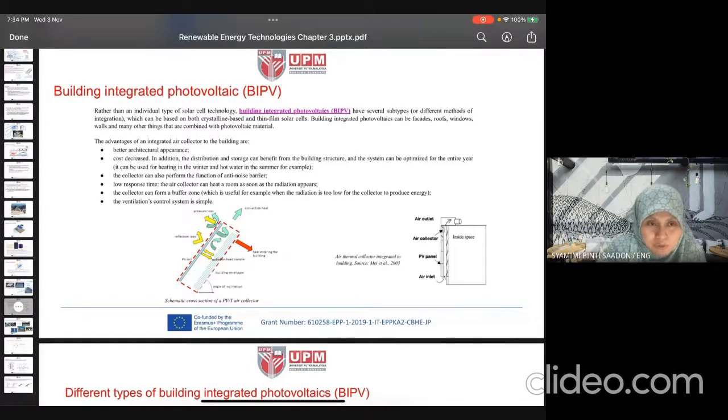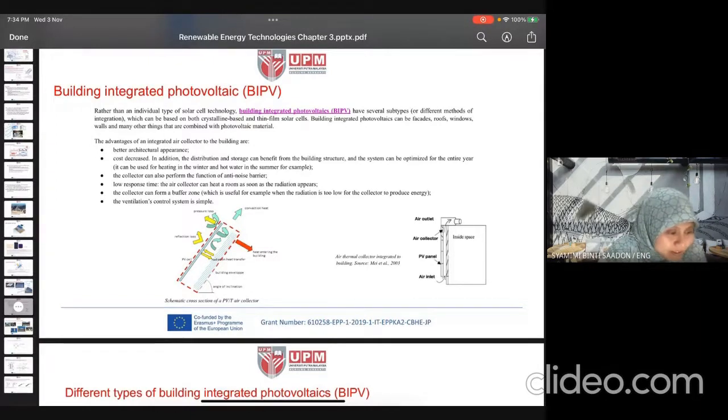As in the example that I showed just now, we combine the PV panel, using the solar energy from the PV panel, and at the same time the solar thermal collector heat. So we can produce heat, power and electricity at the same time. It's like a hybrid system somehow.